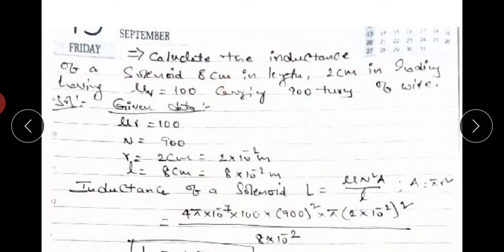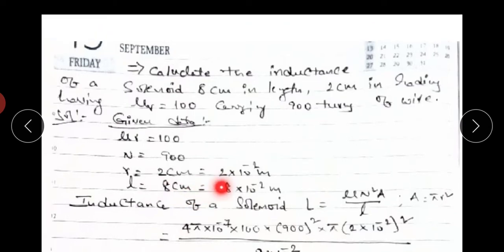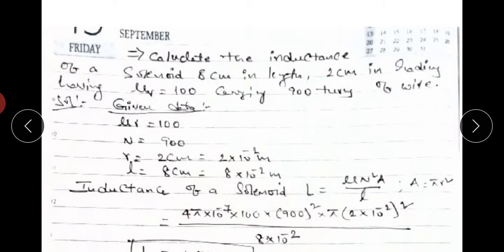So we know the formula: inductance of the solenoid equals mu into n square into A by l. Here the given data: mu r, relative permeability, equals 100, number of turns equals 900, radius of the coil equals 2 centimeters, in meters 2 into 10 to the power of minus 2 meters, and length of the solenoid equals 8 centimeters, or 8 into 10 to the power of minus 2 meters. So the inductance of the solenoid formula, L equals mu into n square A by l.